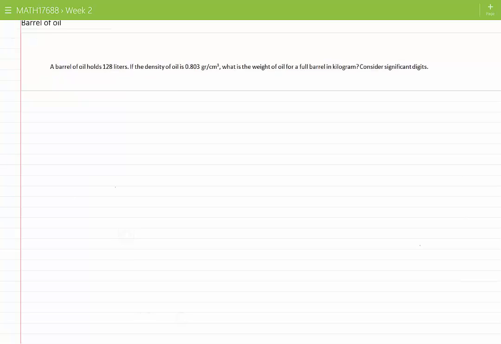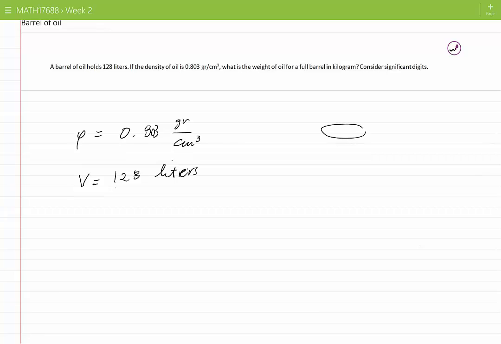The density, rho, is equal to 0.803 grams per centimeter cubed. And what else is given is the volume of the barrel of oil, which is 128 liters. Let's say just the barrel of oil, and the volume is 128 liters. And the density is 0.803 grams per centimeter cubed.